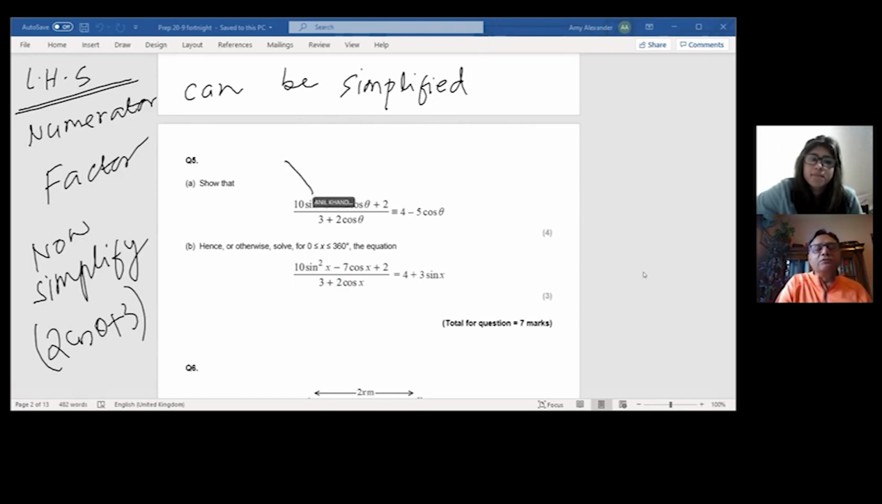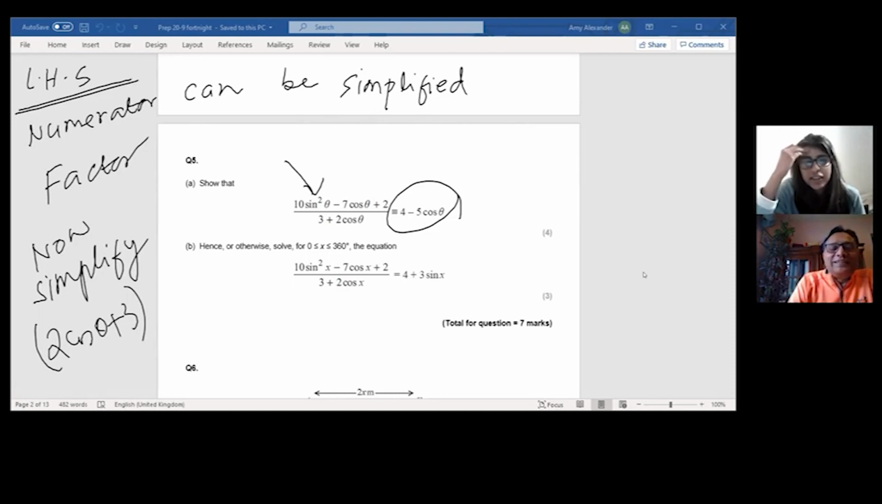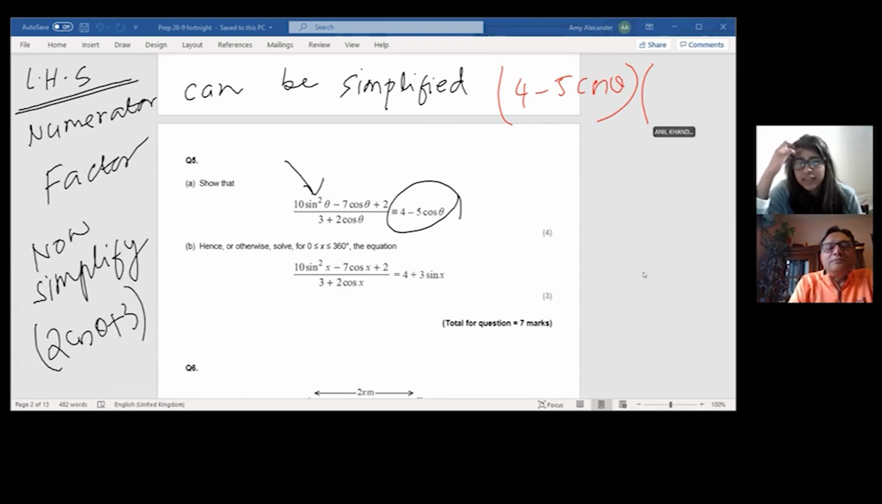But when you factorize, what was the other factor? 5 cos. So it's a minus outside, and then it was 5 cos theta. I'm just trying to think of it with the minus outside. Is it minus 4 inside? So what I'm trying to say is the numerator was basically 4 minus 5 cos theta times 3 plus 2 cos theta, right? So that cancelled. But there was a minus outside. Yeah, there was a minus outside.